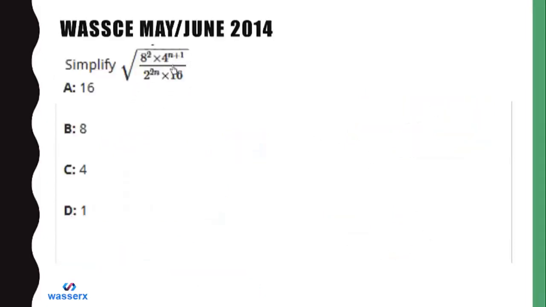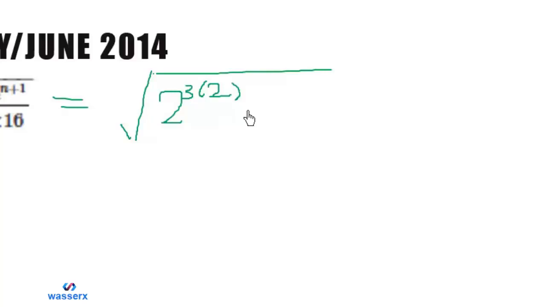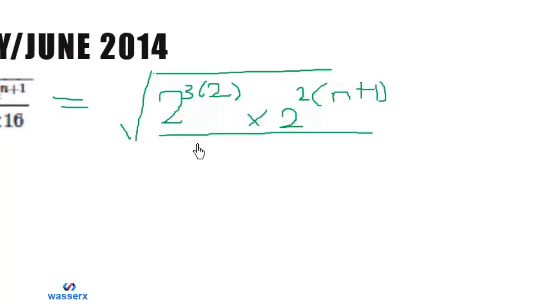So we look for the highest common factor of 2, 16, 4 and 8, which is 2. So we express all of them to base 2. So this is 2 to the power 3, that will give us 8, but there was already a 2 there in the exponent. Then times 2 raised to the power 2 into bracket, there was an exponent n plus 1. Then all over 2 raised to the power 2n, then times 16 will give us 2 raised to the power 4.